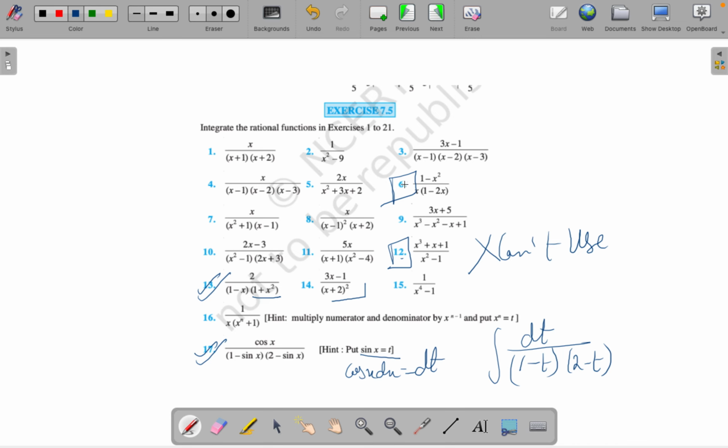There are many questions which are left in the exercise. We will continue in the next video. So this is all about partial fraction. Hope it is clear. We'll continue the exercise. Thank you children. Thanks for watching.